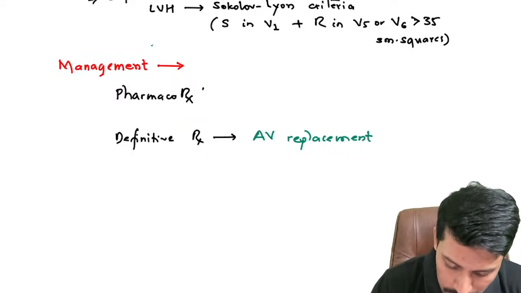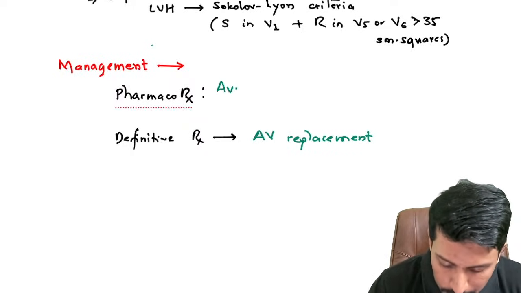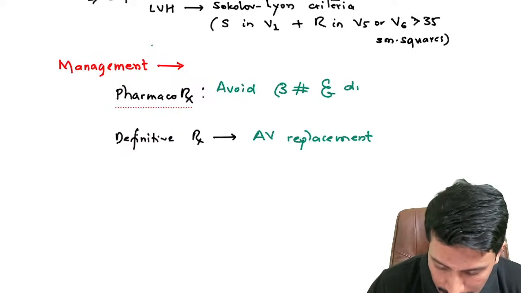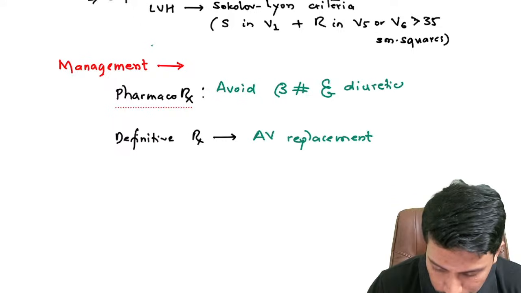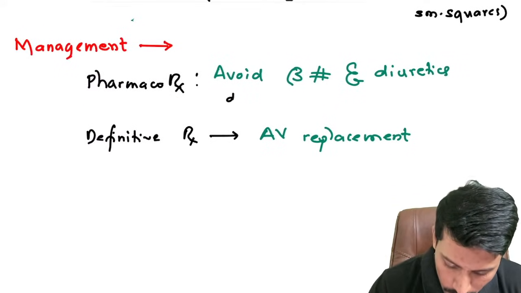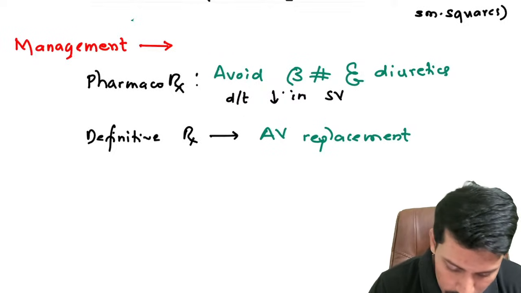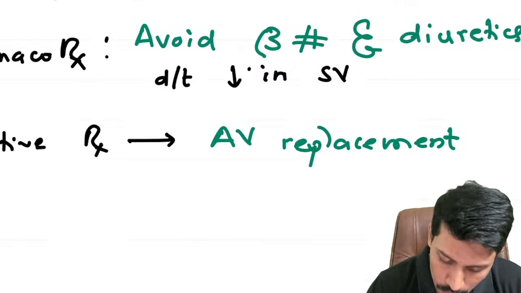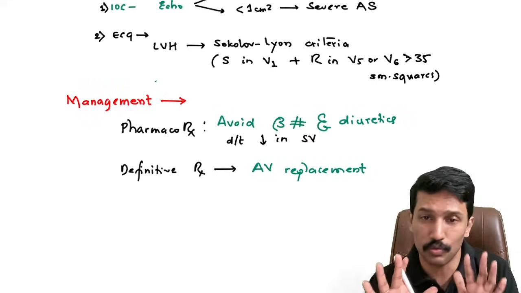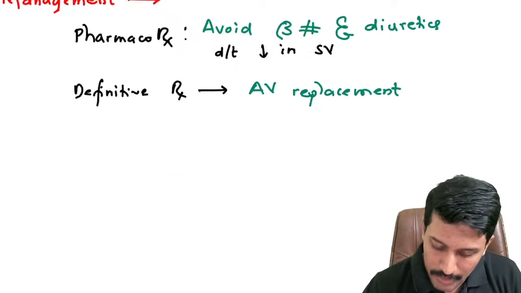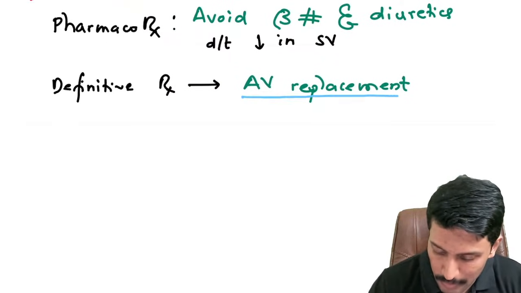So the point to note is we should avoid giving beta blockers and diuretics to these patients due to decrease in stroke volume, because both of them decrease stroke volume. I already have low stroke volume, so it can worsen the problem. So there is no role per se, right? The only thing I can do for these patients is the definitive treatment, which is aortic valve replacement.